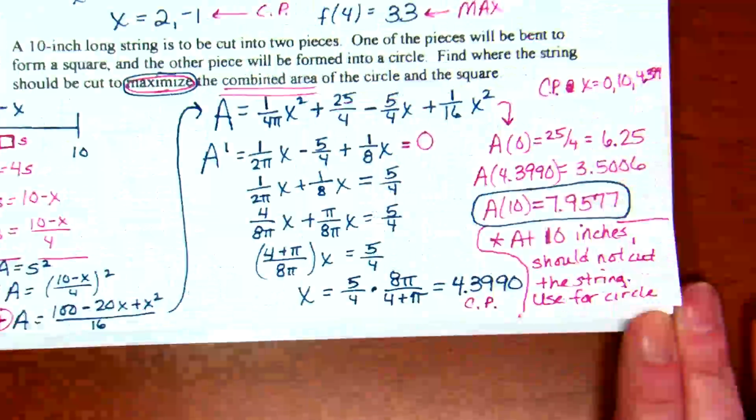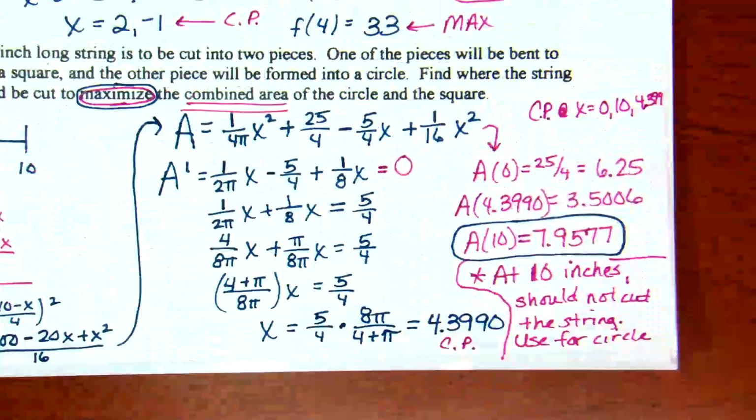The reaction I usually get is, wait, we did all that work to find out we're not going to cut the string. But notice, you have to think about the day. The day is we're talking about endpoints, right? And how your endpoints could be a maximum or minimum value. Well, 2 of my 3 critical values were endpoints. So you have to realize we had a pretty good chance of one of the endpoints being the maximum.